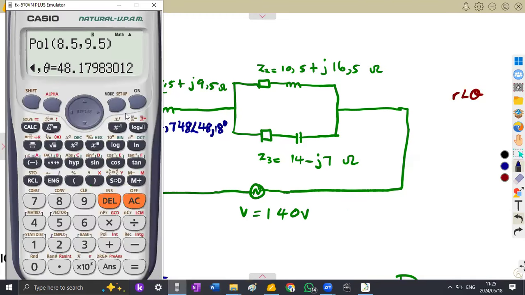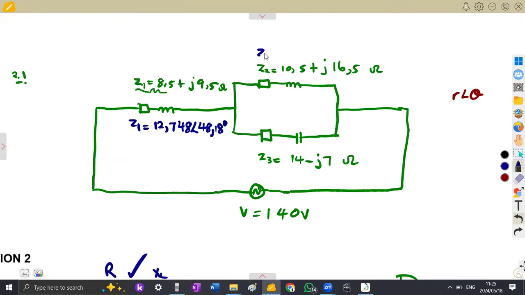Z2 is given as 10.5 plus j16.5. So shift to polar form. You're going to need shift so that you access this comma. Then we're going to have this in polar form. So R there is 19.558 if you round off. So there our Z2 can be written as 19.558.